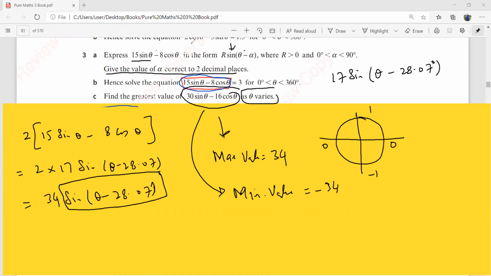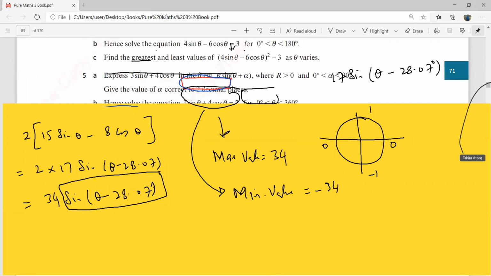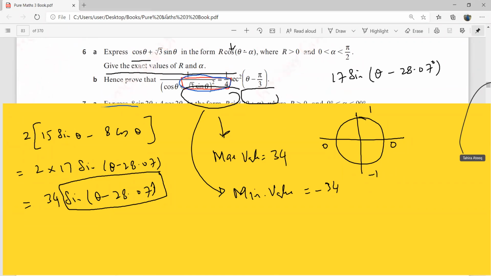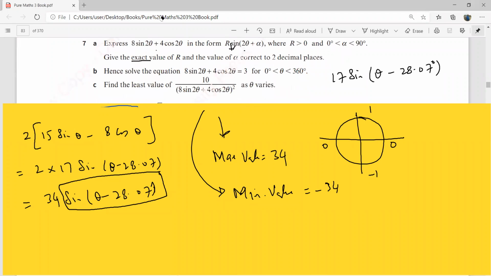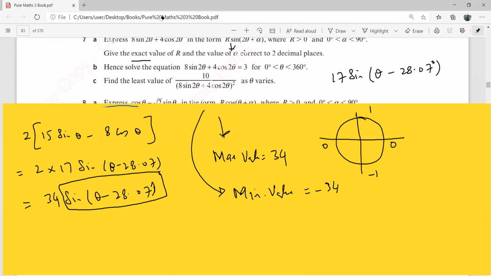I can show you this. Sometimes it is written in the denominator. Let me show you, look at this question. Let me erase this. This is not something I wanted to show you. This one over here says find the least value of all of this as theta varies.